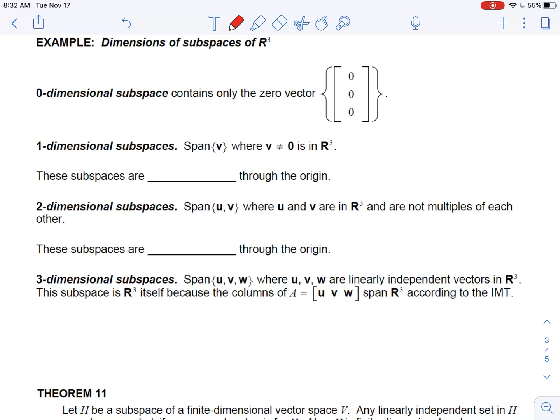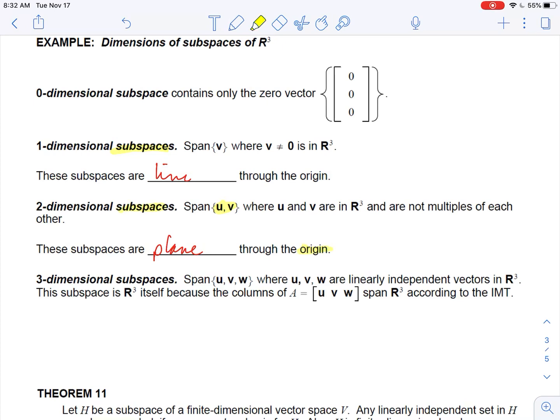These subspaces, when we're talking about them in R3, are a line through the origin. The reason they have to travel through the origin is that in order to be defined as a subspace, the zero vector has to be included. The two-dimensional subspaces, if we span two unique vectors, U and V, where U and V are in R3 and are not necessarily multiples of each other, that's why we talk about them as being two-dimensional. These subspaces create a plane through the origin, which we've talked about in the past. And again, it has to travel through the origin because of the qualifier subspace.